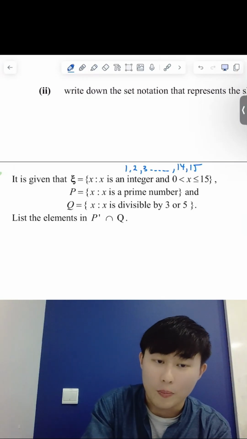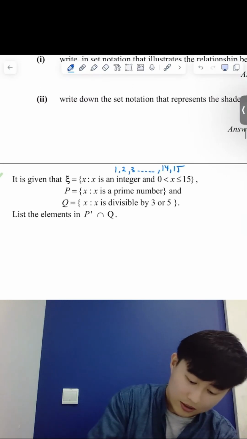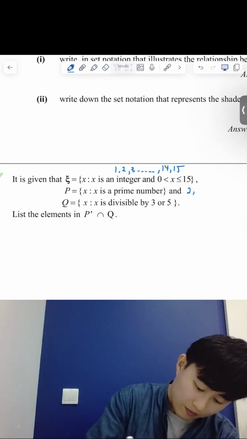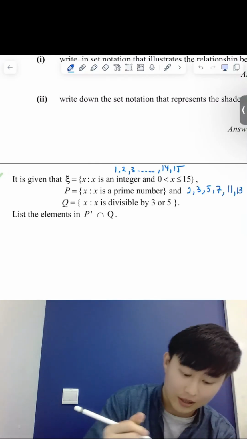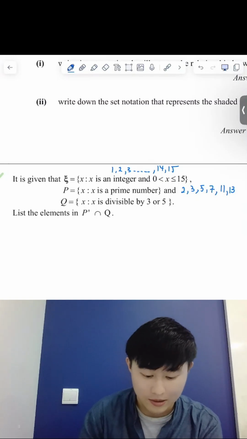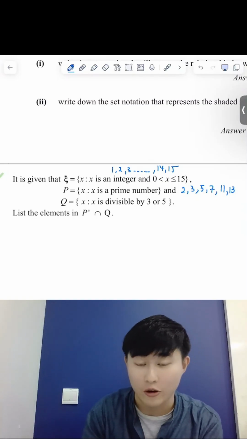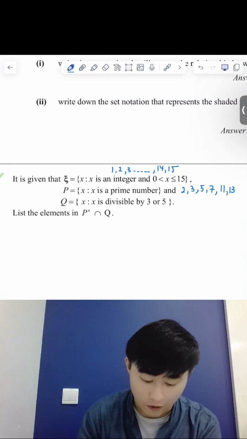And then for your P, P is a prime number. So P is going to be 2, 3, 5, 7, 11, and 13. So these are your prime numbers, more than 0 and less than or equals to 15. And then the last one, x is divisible by 3 or 15. Anyone knows what is the answer for x is divisible by 3 or 15?